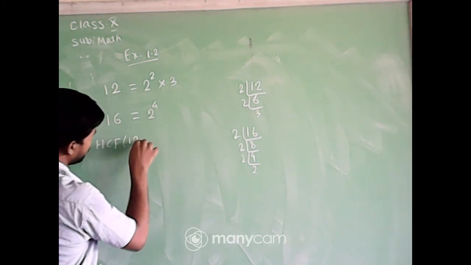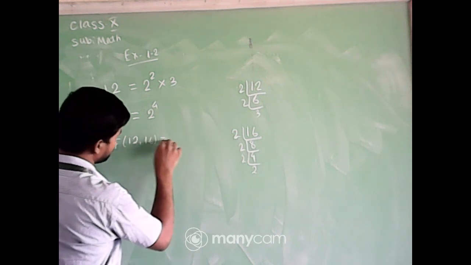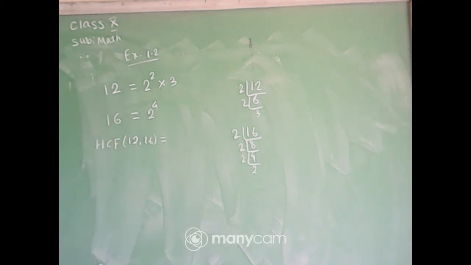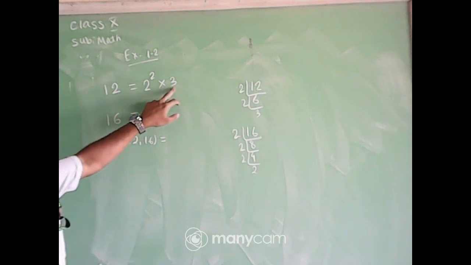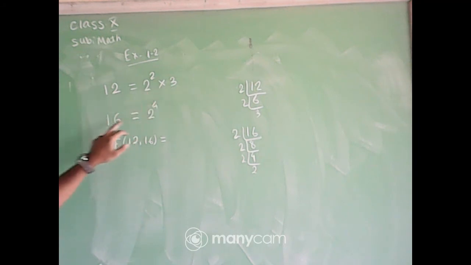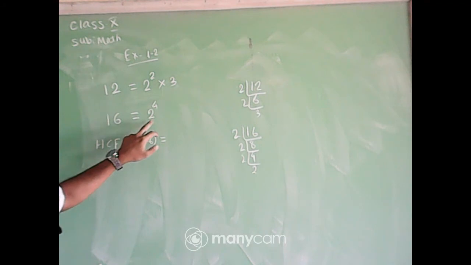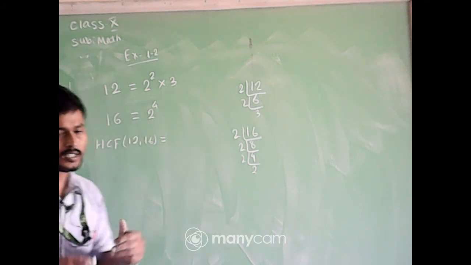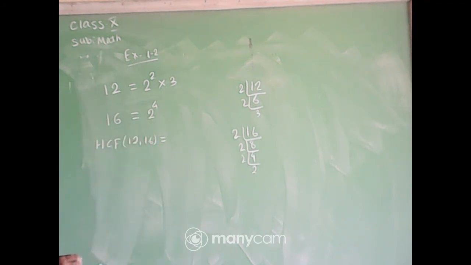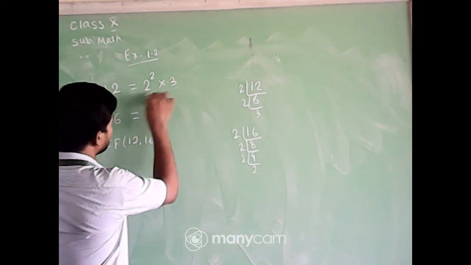Now we have to find the HCF between 12 and 16. Now look at the prime factors of 12 and 16. In 12 there are two prime factors, one is 3 and one is 2, and in 16 there is one prime factor, that is equal to 2. Now tell me, what is the common prime factor here? The factor common to 12 and 16 is 2.